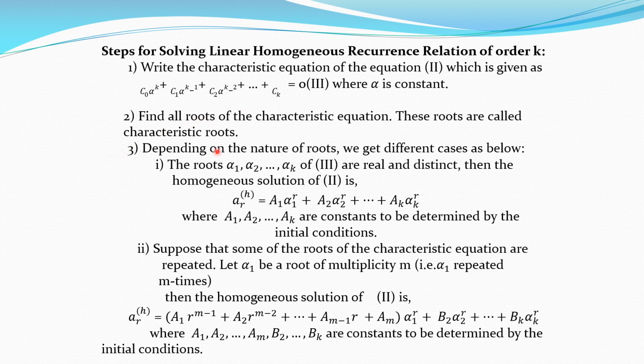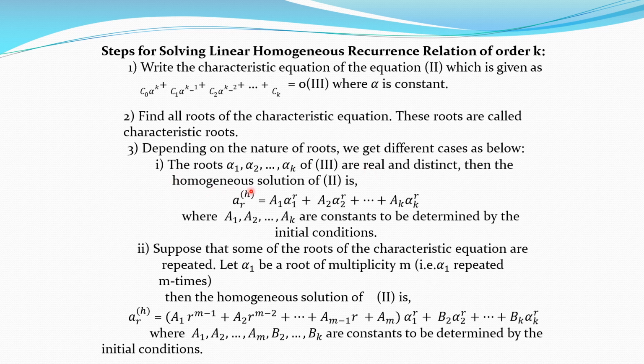Then third, there are two types of roots. Roots may be distinct or some of them may be repeated. So depending on the nature of the roots, we have to write the solution. We get different cases as follows. The first case: the roots alpha 1, alpha 2, ..., alpha k of equation 3 are real and distinct, meaning no two of them are equal.